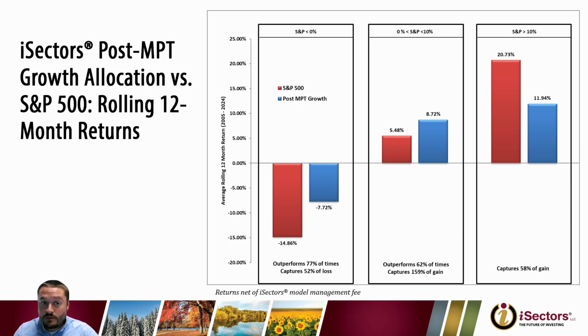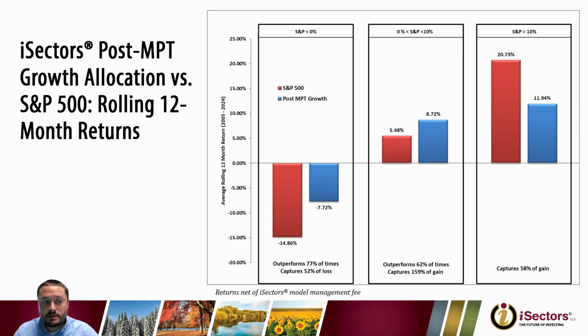If you aren't familiar with these models or need a refresher, the iSectors Post MPT allocations are the flagship strategies here at iSectors. Post MPT Growth has a nearly 20-year return history since its inception in 2005, and Post MPT Moderate has a 16-year history dating back to 2008. These were some of the very first model portfolios available on the InvestNet platform back when it was first getting off the ground about 15 years ago.